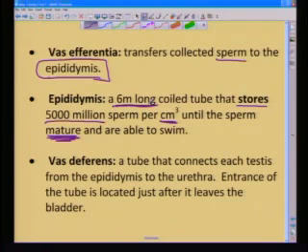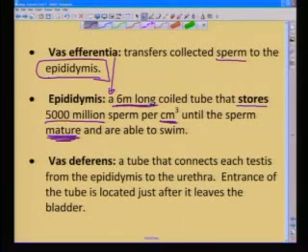So vas efferentia collects the sperm and deposits it into the epididymis, and the epididymis is about 6 meters long, and it stores 500 million sperm cells. So until the sperms mature, and they are now able to swim, to be ejaculated, and to swim to the egg cell for reproduction to occur. Now, from the epididymis, it's going to go into the vas deferens. Don't confuse the two.